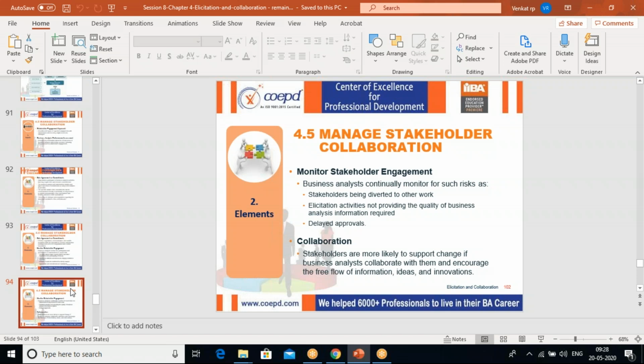And then coming to the collaboration, stakeholders are more likely to support change if the business analysts collaborate with them and encourage the free flow of information, ideas, and innovations. Genuine stakeholder engagement requires that all the stakeholders involved feel that they are heard, their opinions matter, and their contributions are recognized. Okay, and the collaboration involves regular, frequent, bidirectional communication, and the collaborative relationship maintains free flow of information when obstacles and setbacks occur, and promotes a shared effort to resolve the problems and to achieve the desired outcomes. Now here collaboration is very, very important.